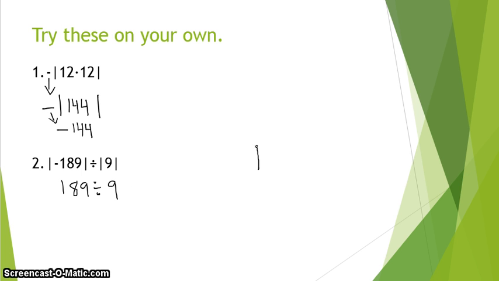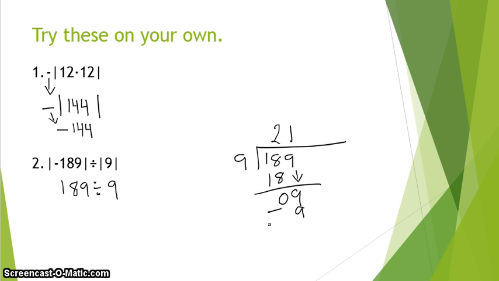And now, again, go and do it the long way if you need to. So 9 into 18 gives me 2. 2 times 9 is 18, which will give me 0. And I'm going to bring down this 9. 9 into 9 is 1. 1 times 9 is 9. And 9 minus 9 is 0. And there's my answer. So I'm just going to write it down here for good measure.